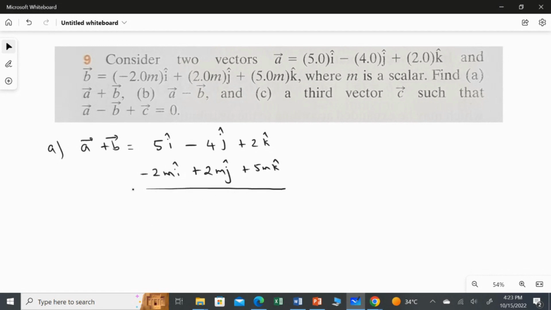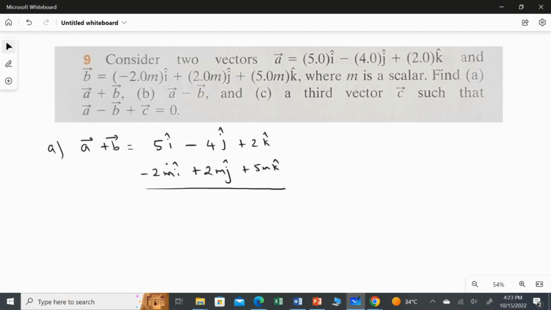As I already mentioned, when you are going to deal with addition, all the time you have to add only i with i, j with j, and k with k. So now you should not add these together because it's a combination with the scalar. 5 is just a number, and here 2 is a number, but m is a scalar. Okay, so you should not add these things. But when you go for adding these two vectors, you should be very, very careful.